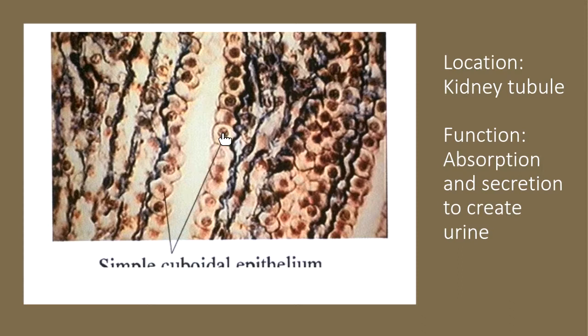Now, this is actually an image from a slice of some of the tubules in your kidneys. And so this is location, the kidney tubules, and there in the kidneys, again, a lot of the simple epitheliums are for absorption and secretion. This is going to absorb and secrete to create urine.